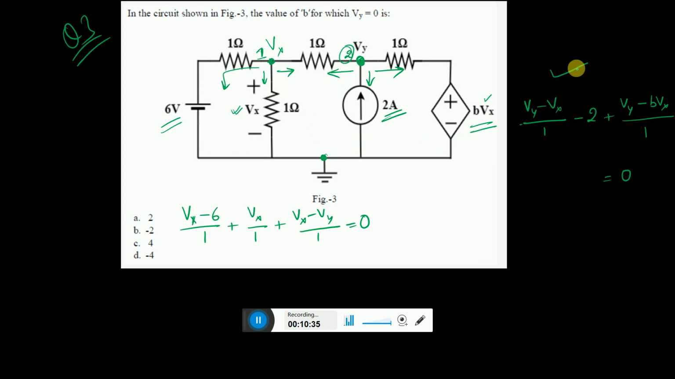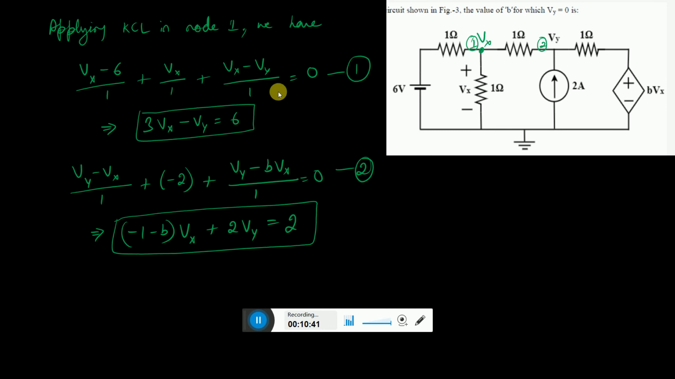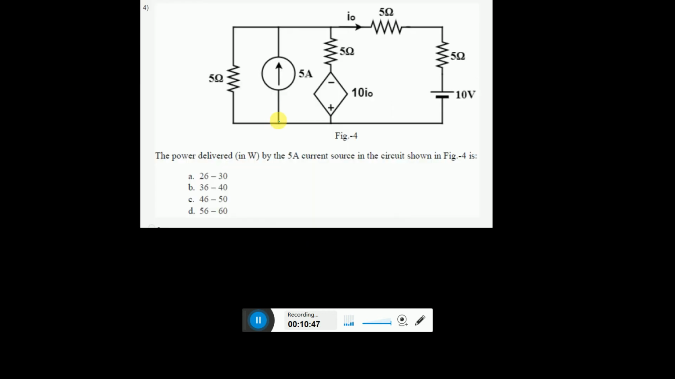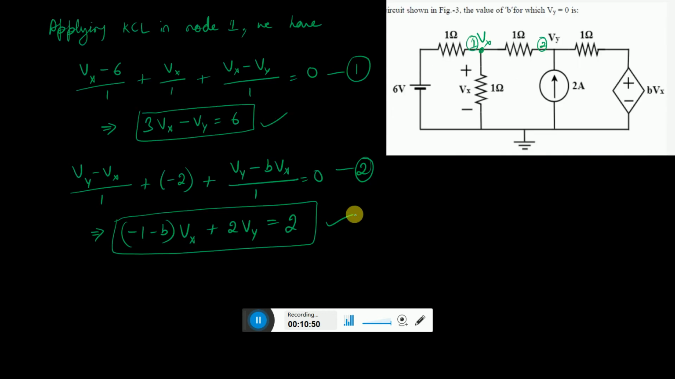Once you are able to write the equations, now you just have to solve and get the answers. So I rewrite the entire thing again here, applying KCL in node 1 and KCL in node 2, and we finally get these two equations. Now we have to solve them. Here we have three different variables, and we have 2 equations, so there must be some condition in the question.